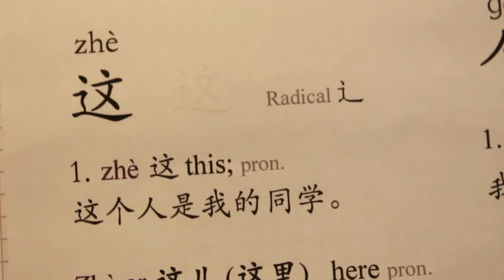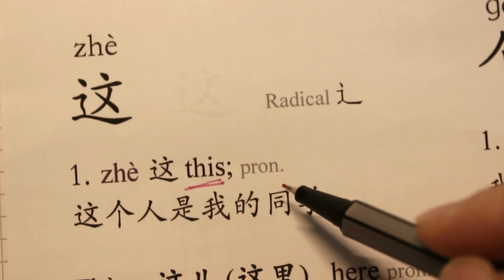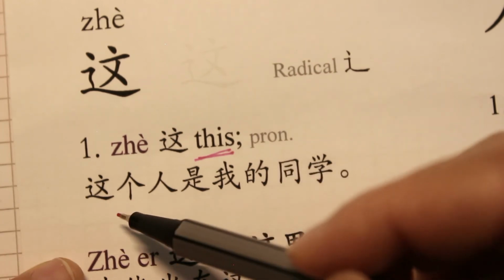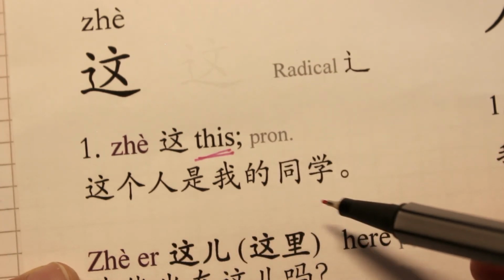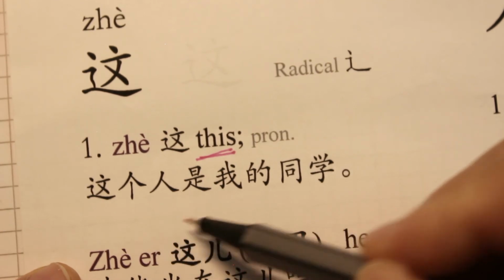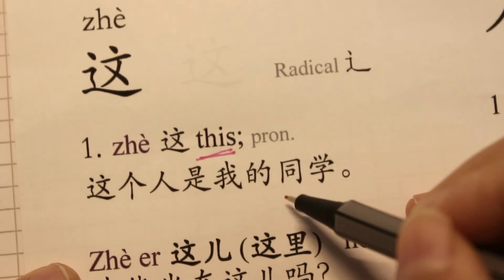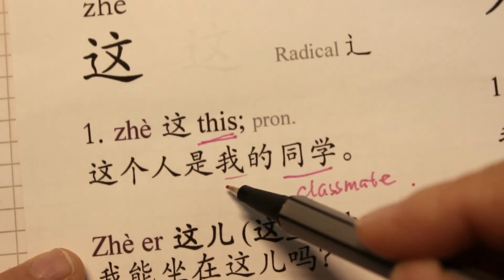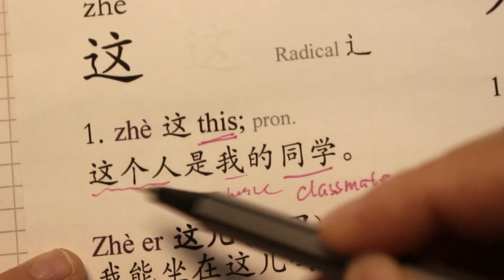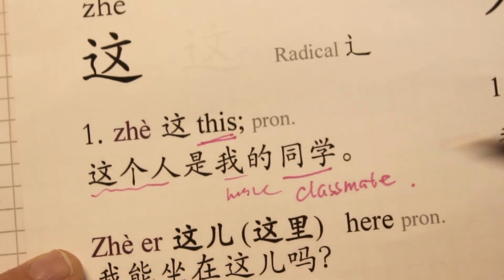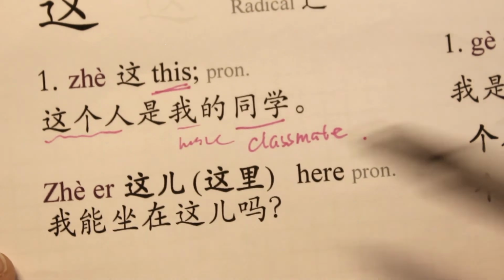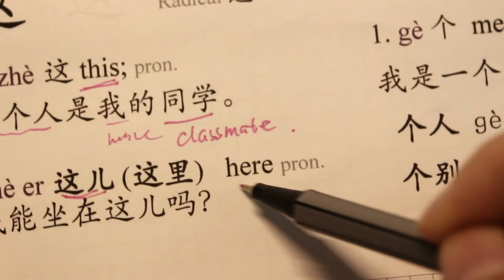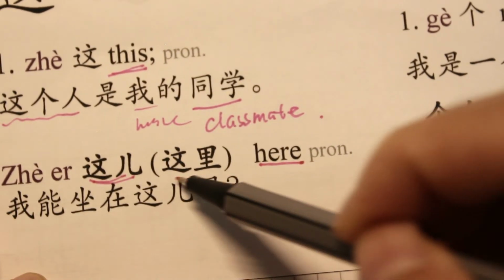And next one is 这, and it simply means this. It's a pronoun here. Let's say this sentence. 这个人是我的同学. Here it means this guy is my classmate. 同学 means classmate. 我的 means my. So 这个人 means this guy or this man. It's my classmate.